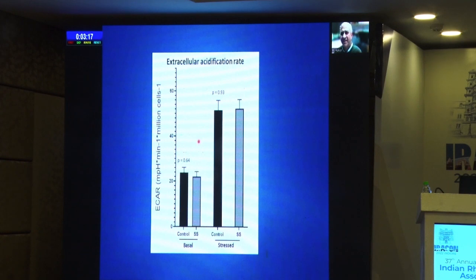However, we did not find any significant difference in the glycolysis rate between controls and Sjogren's syndrome. This slide shows the basal extracellular acidification rate in the Sjogren's syndrome subjects and controls. While there's a slight decrease in the Sjogren's syndrome subjects, the difference is not significant. Likewise, there was no significant difference in the stress rate between Sjogren's syndrome subjects and the control subjects.